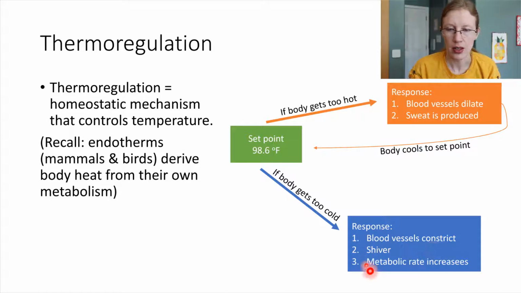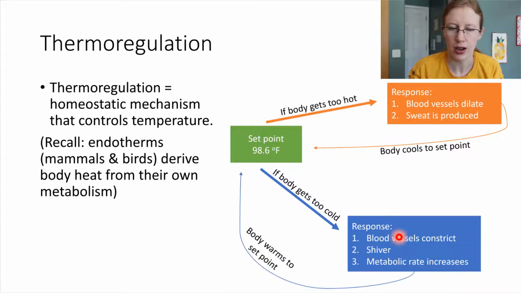A third thing, this one's a little bit less intuitive. The metabolic rate increases. Metabolic rate is essentially the rate at which our cells are using energy. So if they're using energy at a faster pace, they're going to be releasing a little bit more heat as a consequence of that. So all three of these things would help to bring our body temperature back up to the set point. So we've got control mechanisms in place for either way.